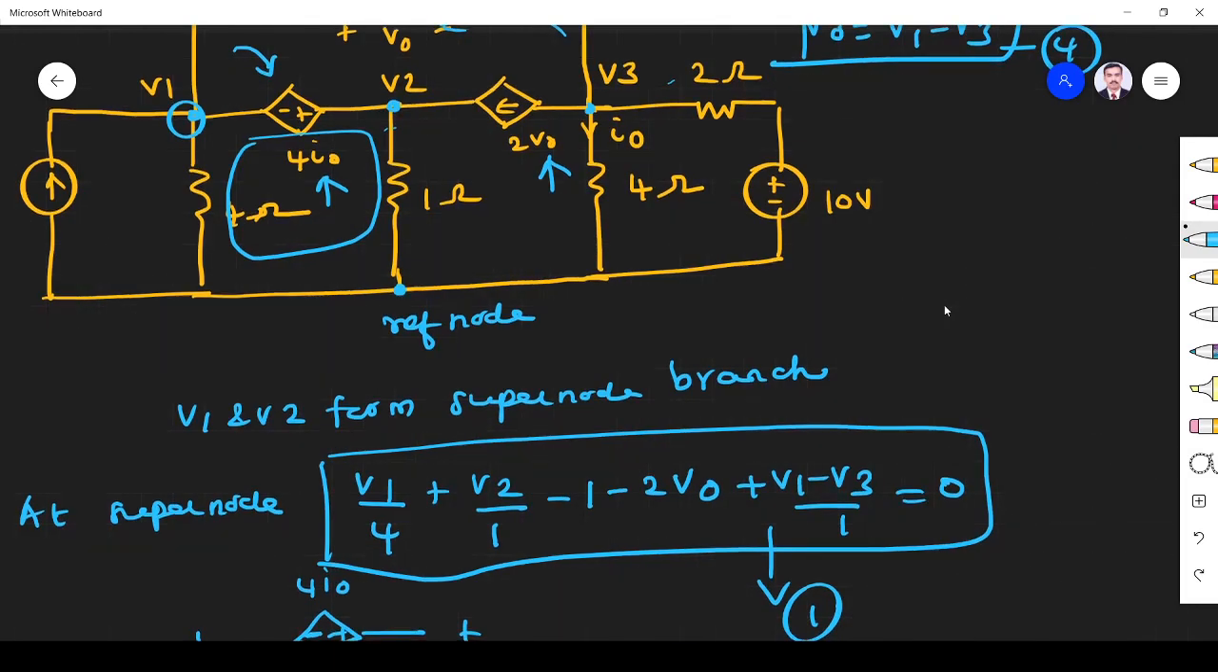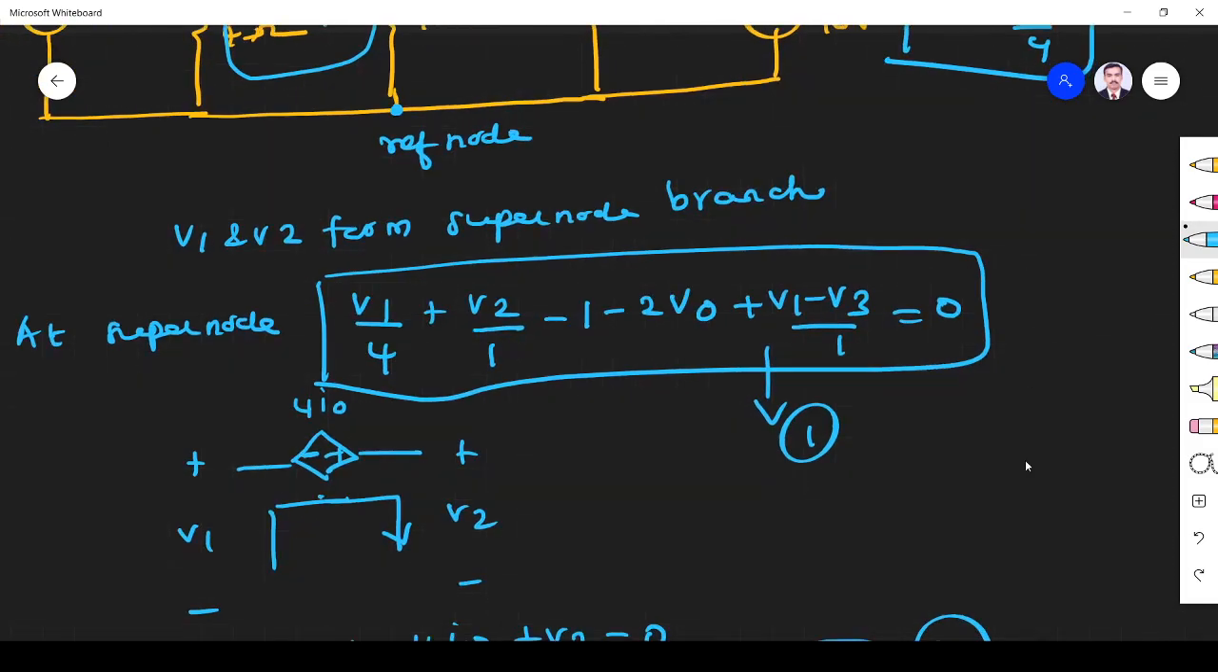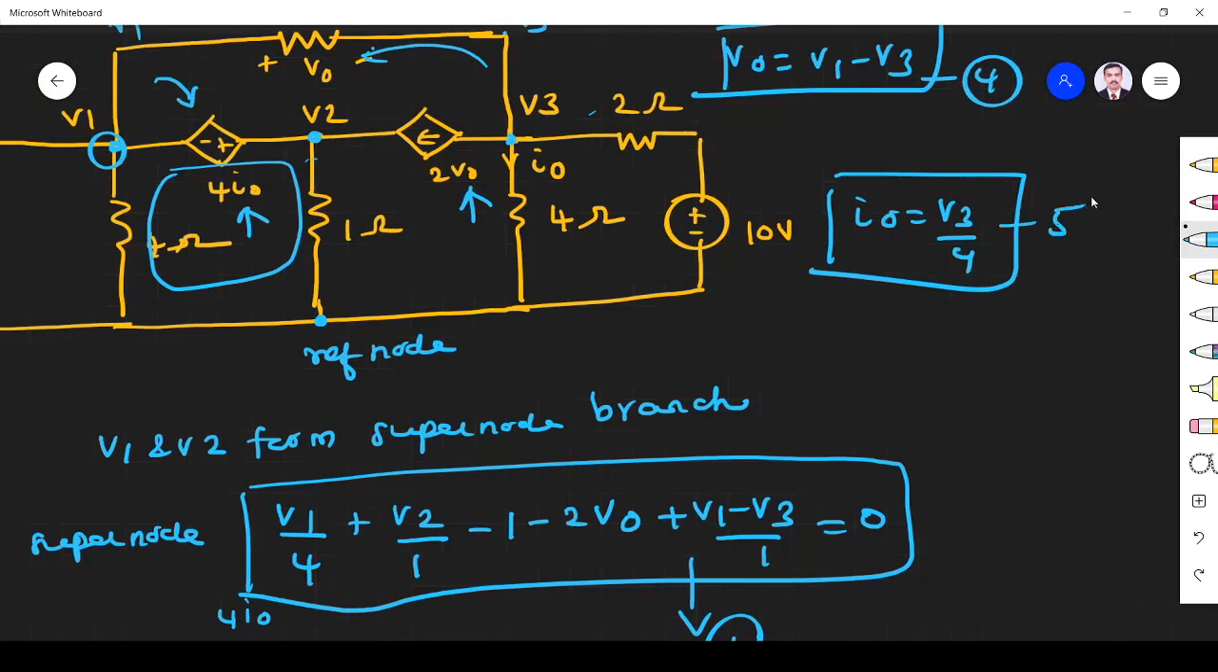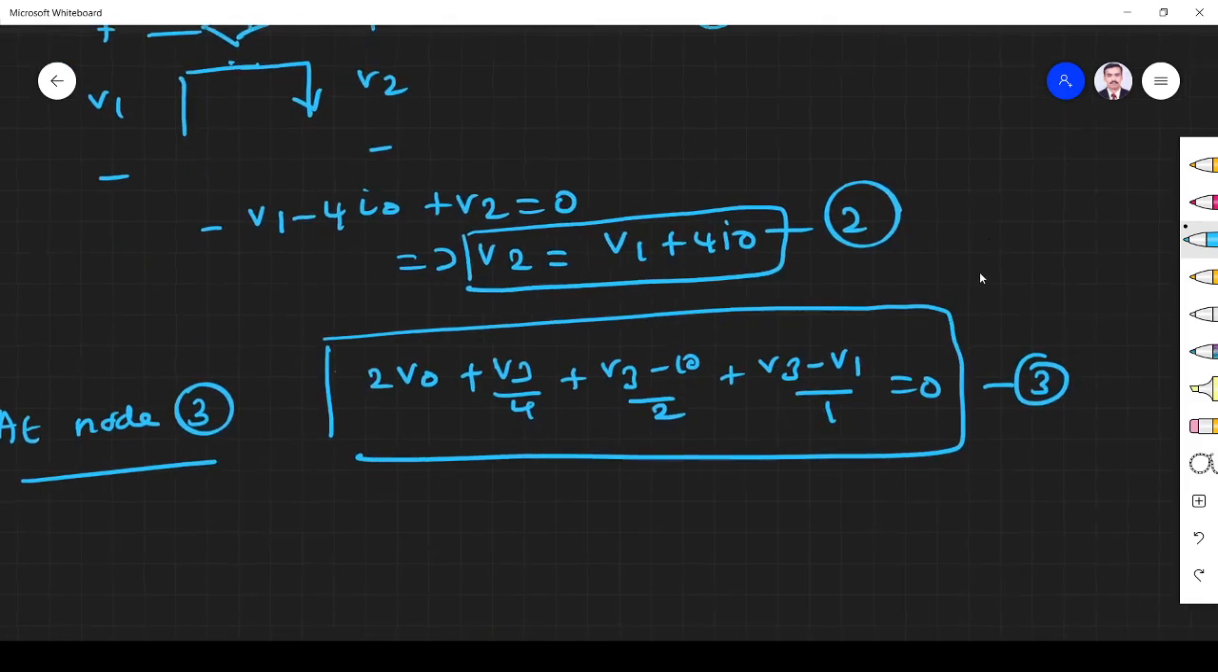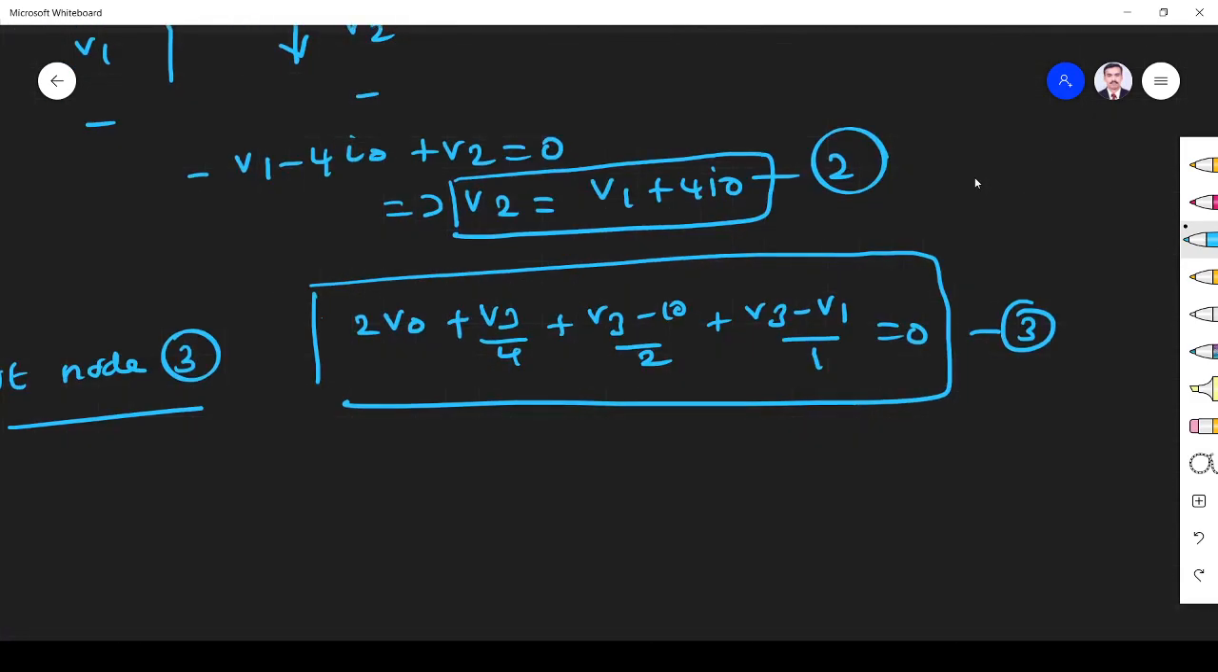What about I0? I0 is the current flowing through this branch, and I know V3 by 4. So I0 is equal to V3 by 4. So I got the fifth equation. Now I have 5 equations. If you substitute and solve all the equations, what you get is V1 is equal to 4.97, V2 is equal to 4.85 volt, and V3 is equal to minus 0.12.